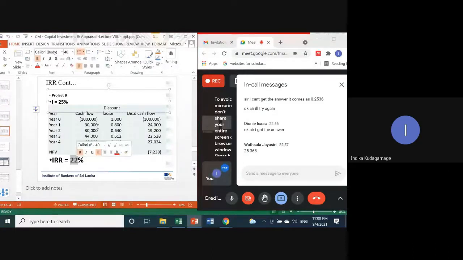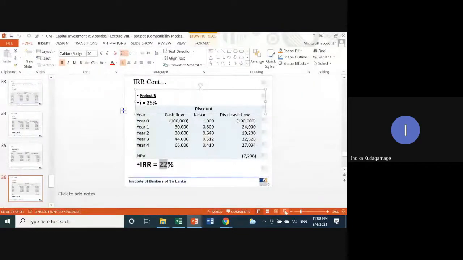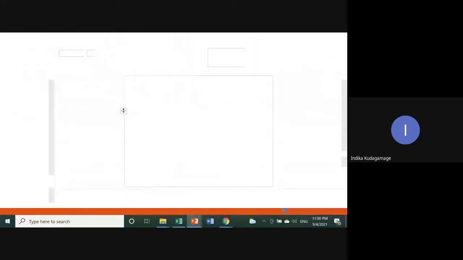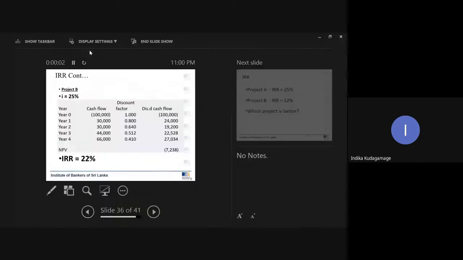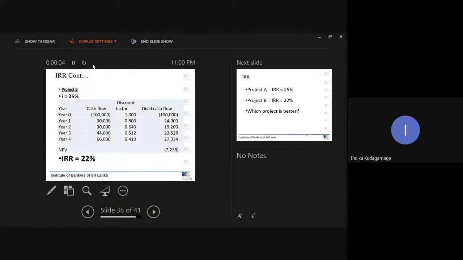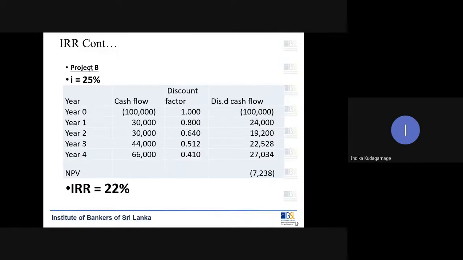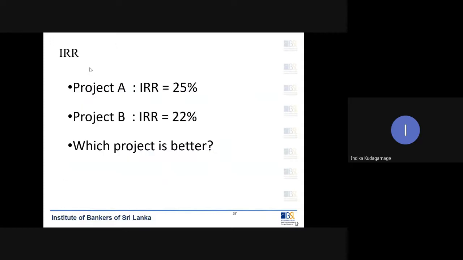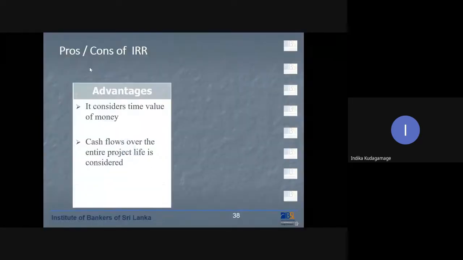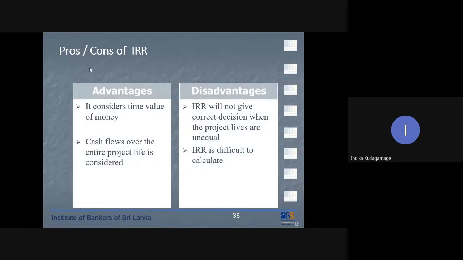So whenever you are evaluating two projects, we take the project which gives a higher IRR. That means a higher rate of growth. IRR indicates the possible rate of growth. So the higher the IRR, the better the project. Which project is better? Now, advantages and disadvantages of IRR.